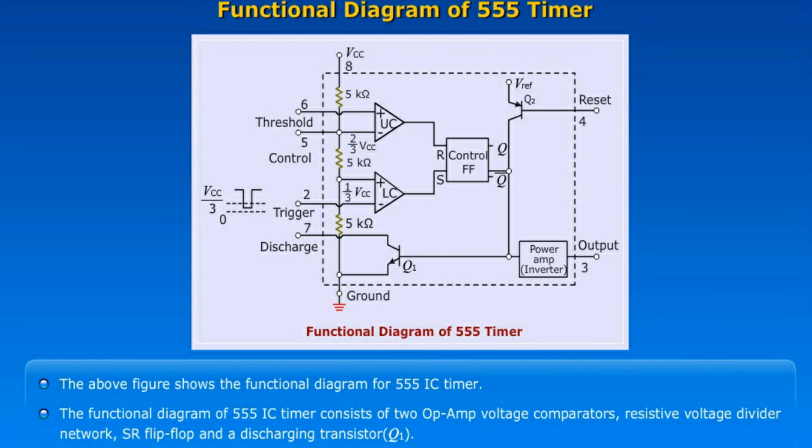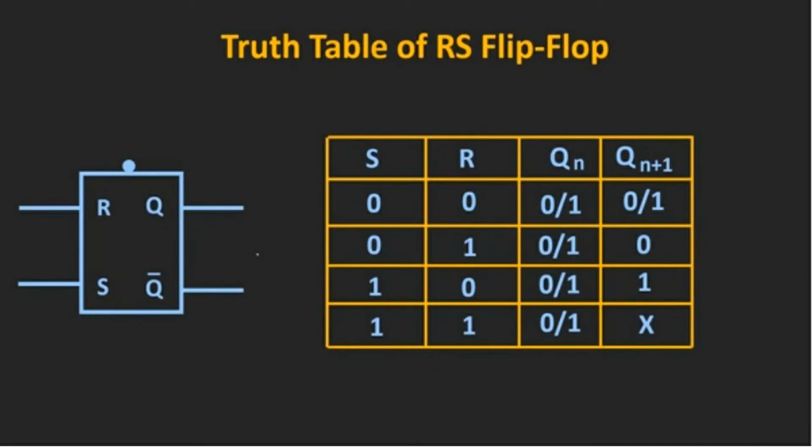Next, flip-flop. We know the flip-flop operation. Here we are using the SR flip-flop. The SR flip-flop has 2 inputs and 2 outputs. The inputs are S, set, and R, reset, and the outputs are Q and Q bar. The truth table of the SR flip-flop is shown in the figure. Here S and R are the inputs. Qn is the previous output. Qn plus 1 is the present output.